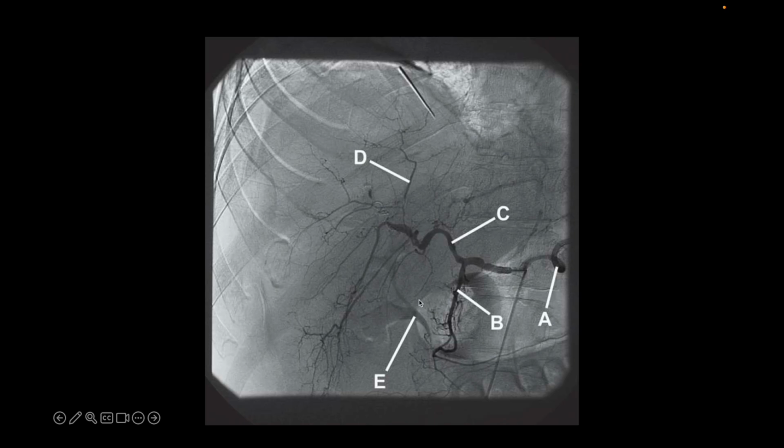And then actually E is interesting because contrast has already gone around the body and started to collect in this structure, which is the right kidney, or the collecting system of the right kidney. So the right renal pelvis would be this, and then this would be the ureter.